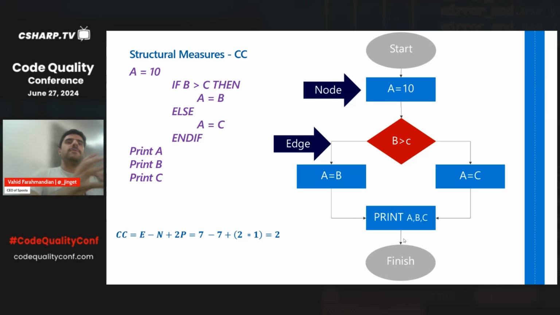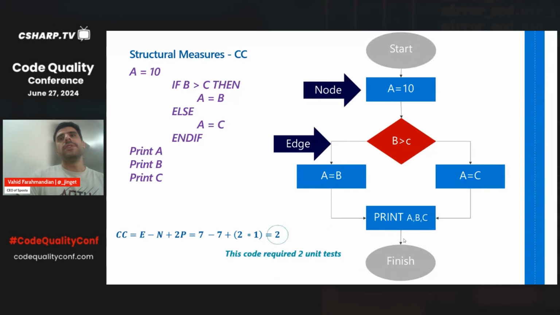Why 1? Because we're going to calculate the cyclomatic complexity in a single method. It's the single method that we're going to calculate. P is equal to 1. The final result, or our CC, cyclomatic complexity in this code, is equal to 2, which means that we need 2 unit tests to write in order to cover this code.